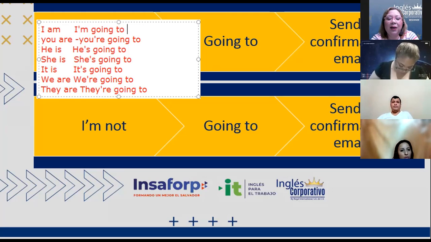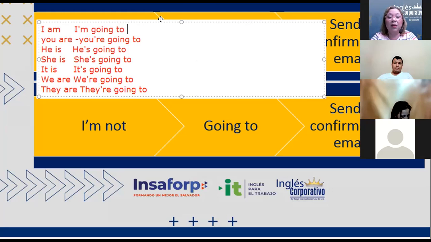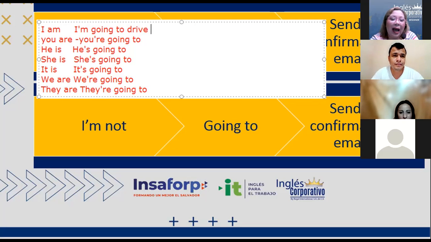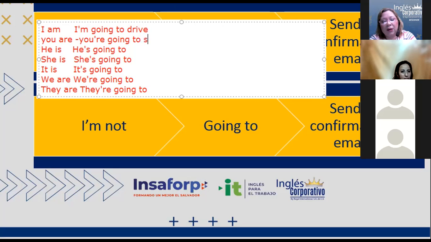Por ejemplo, ahí tenemos send. ¿Alguien me quiere dar otra actividad? A ver, ¿qué pudiéramos hacer? Drive. A ver, I'm going to drive. Okay, it's okay. A ver, you're going to another action, another verb. You're going to store the products. Excellent. He's going to another action. Arrive early, right? Tomorrow. Yes, because it's in the future.